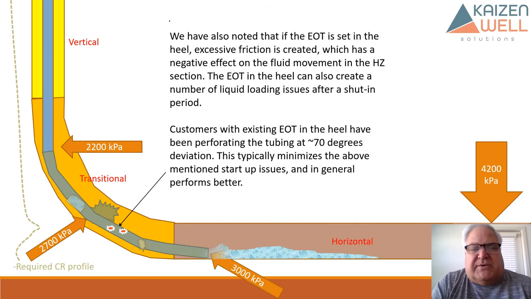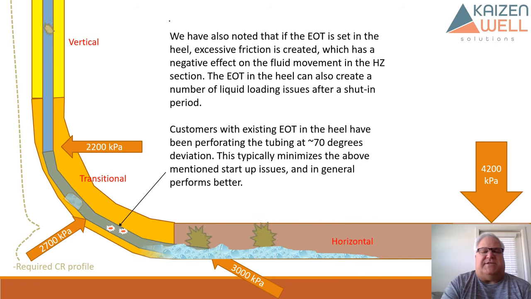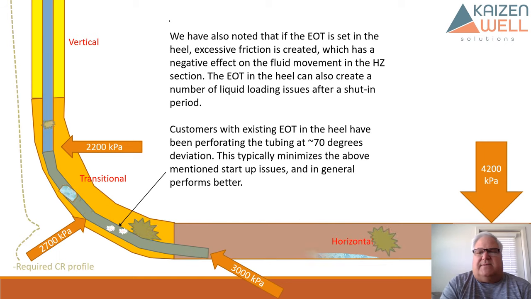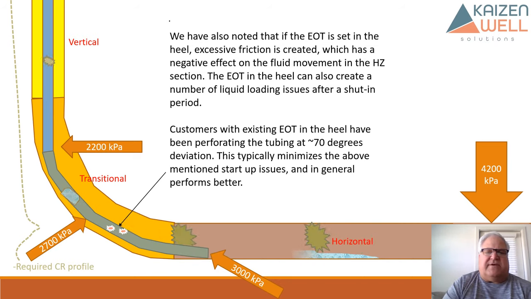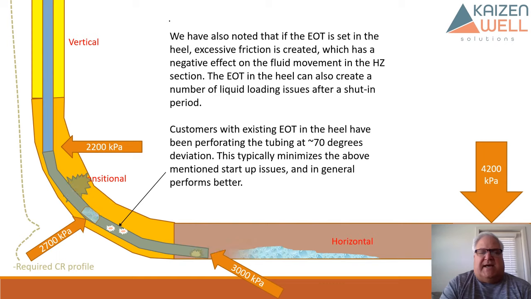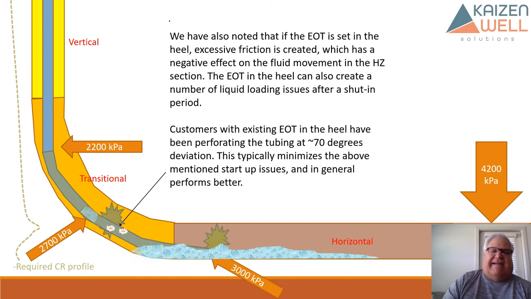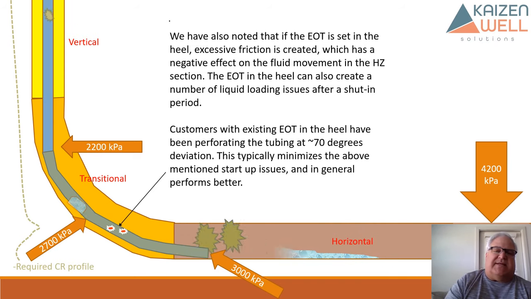A very interesting thing that we learned early on is that end of tubing makes a huge difference in the way these wells produce. Typically, we recommend that end of tubing should be at about 70 degrees. What we did find, though, is that if you have tubing that's sitting down in your heel, we can go in and perforate this tubing anywhere from about 55 to 70 degrees and get some significant improvement in the way the well produces. Now, originally when we were doing it, we were putting plugs in the end of the tubing and forcing the liquid and the gas to flow around the outside and back through these perforations.